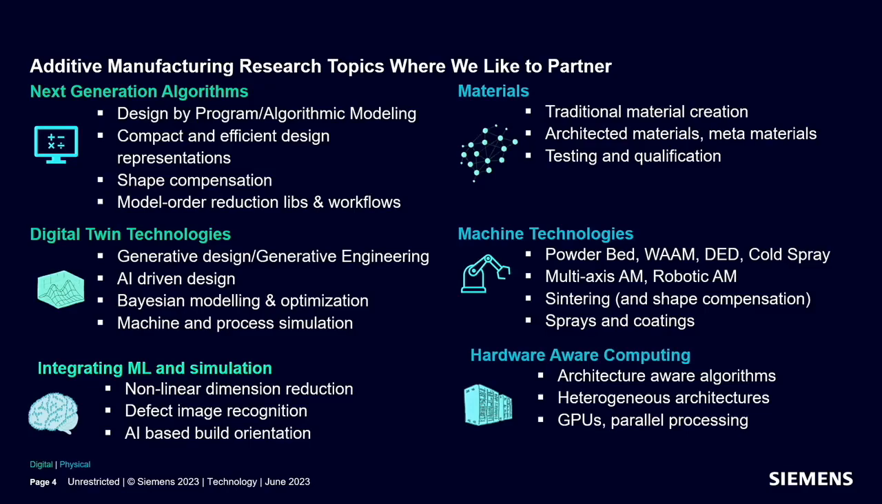So a lot of our folks are working on ChatGPT, or a lot of the machine learning type things. We do a lot with materials. Siemens owns a lot of additive manufacturing machines as well already. So we do a lot with developing our own materials and machine technologies. We use all of them. And we love software and hardware, so we have a lot of neuron clusters. We do a lot with GPUs and other things there.